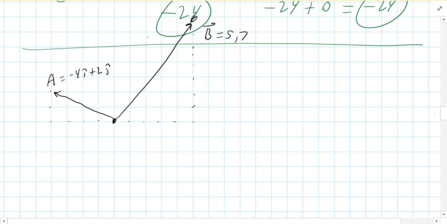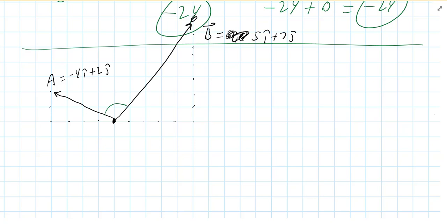I'll write it this way: 5 i hat plus 7 j hat. So here's what I want to know: what's the angle between them? Now, if you just look at this angle, what does it look like to you? If you had to guess right now, what would you guess? Hopefully, you're looking at that and saying, hey, it's maybe just a little bit bigger than 90.